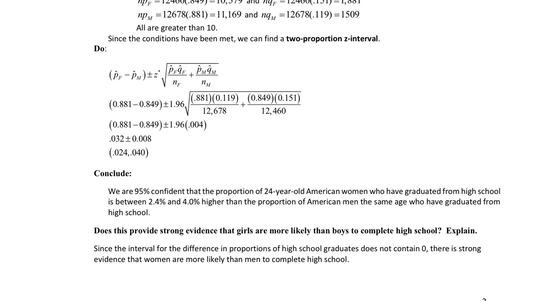Okay, so now this kind of gets into the testing. So does this provide strong evidence? Explain. Since the interval does not contain 0. So 0 means there's no change at all. There's no difference. There is strong evidence that the women are more likely than men to complete high school.